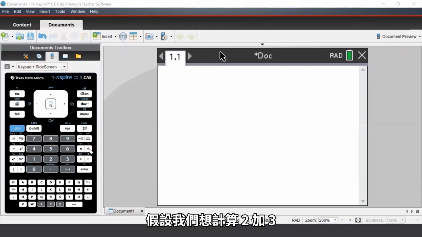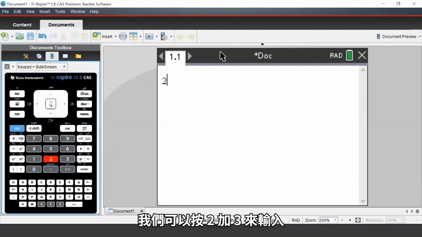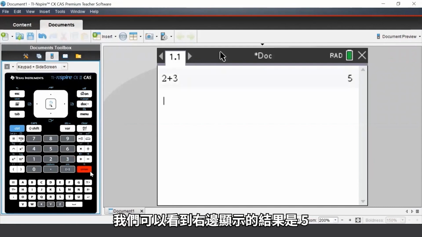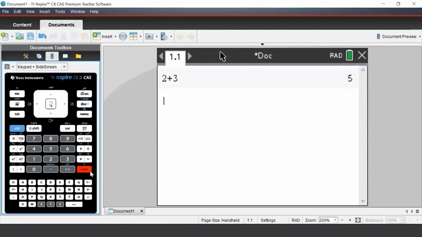Suppose we wish to calculate 2 plus 3. We can type that by pressing 2 plus 3. Now, the way we get the calculator to calculate this is by pressing the enter button. We can see that we get our output on the right, which says 5.